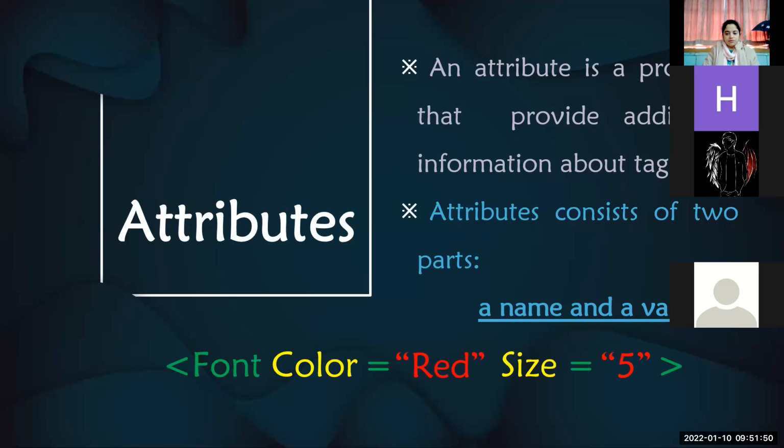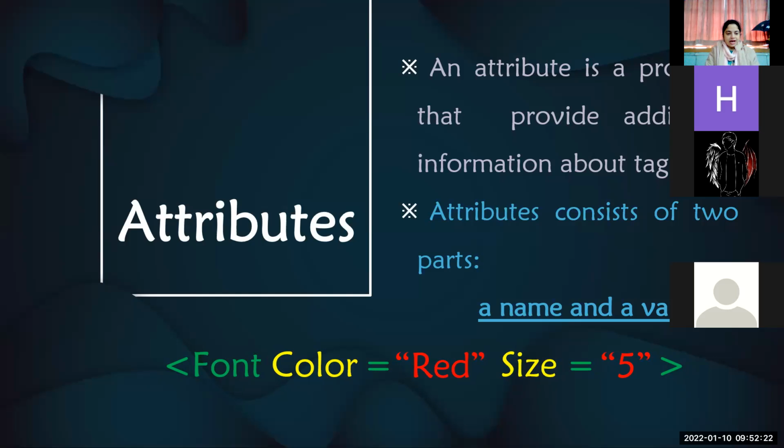Like for example, we are having this font tag. Font is the name of the tag. Color and size, they are attributes. This is the tag. These are attributes, color and size. Color equals red, size is equal to 5. These are values. So, font tag is the tag name, then the attribute is also given within the angular brackets.